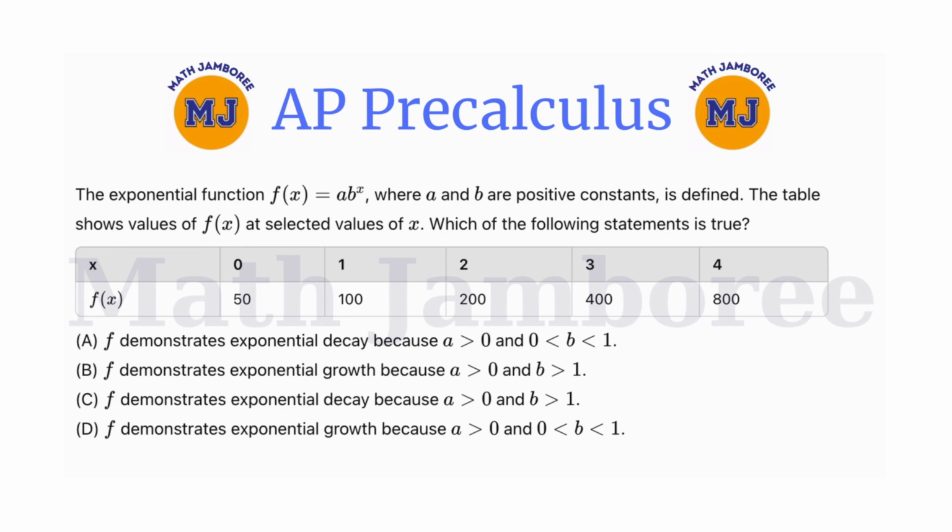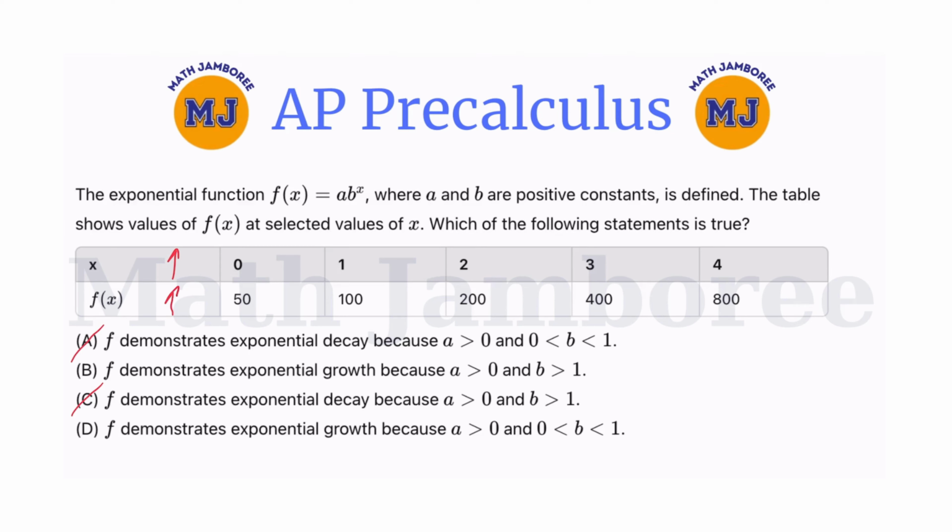The x values are 0, 1, 2, 3, 4, and the f of x values are 50, 100, 200, 400, and 800. So, as x values are increasing, the y values are also increasing. This means that this is a growth function, not a decay function. Therefore, we can go ahead and eliminate choices A and C. The answer is either B or D.